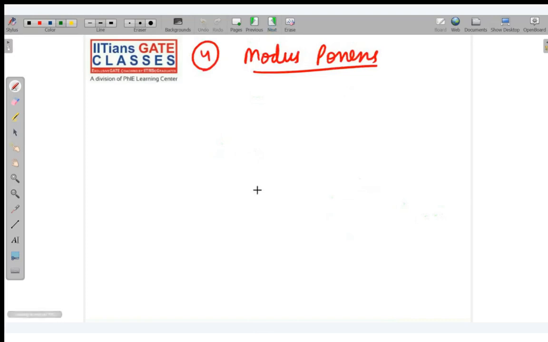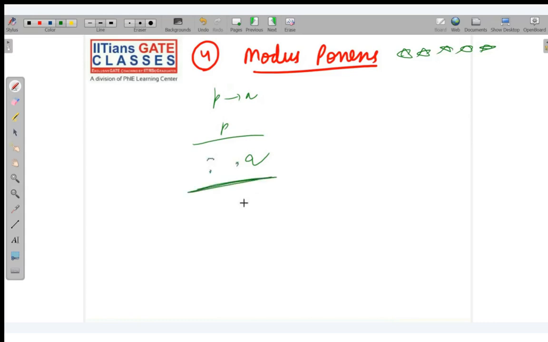Modus ponens. This is important. The rule which we were talking about again and again was modus ponens. So what is this saying? P implies Q, P, therefore Q. What I am saying is P implies Q is true, P is true, therefore Q should be true. And this is obviously a valid argument. Why is it valid? First you can check it like this: ((P implies Q) and P) implies Q. This should be a tautology.